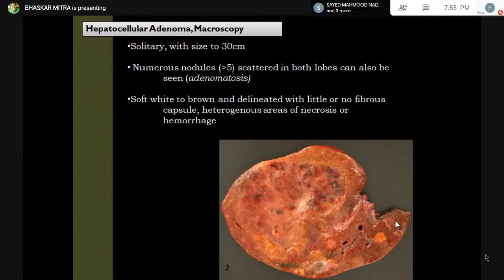Now on macroscopy, they are usually solitary, and may be up to 30 centimeters in size. It's quite a large tumor. There may be numerous nodules of this hepatocellular adenoma, solitary or multiple, involving both lobes. If there are more than 5, we term it hepatocellular adenomatosis. It is a soft gray-tan-brown color, delineated with little or no fibrous tissue. There may be heterogeneous areas of necrosis and hemorrhage.